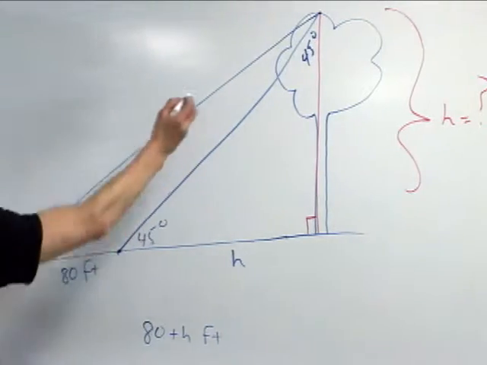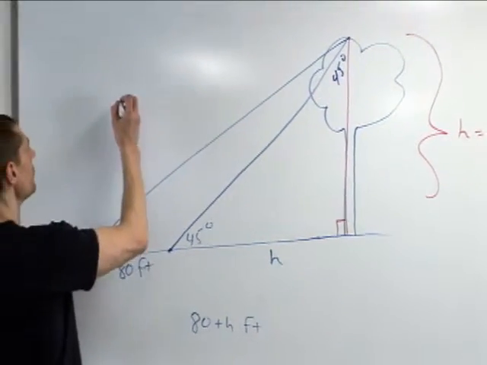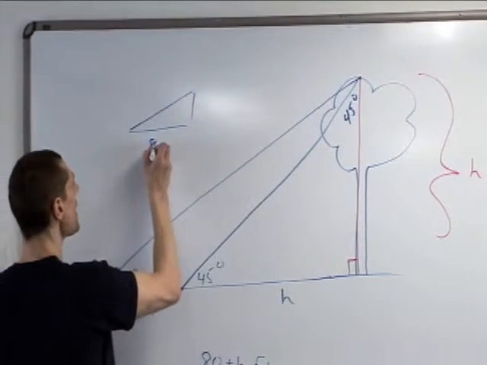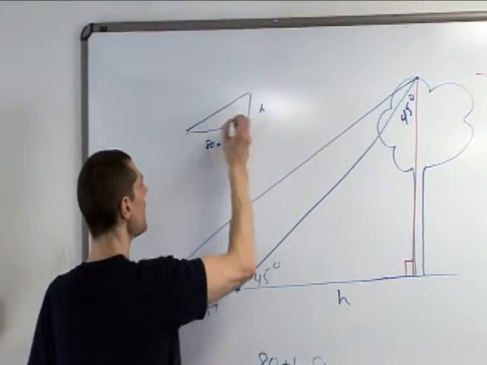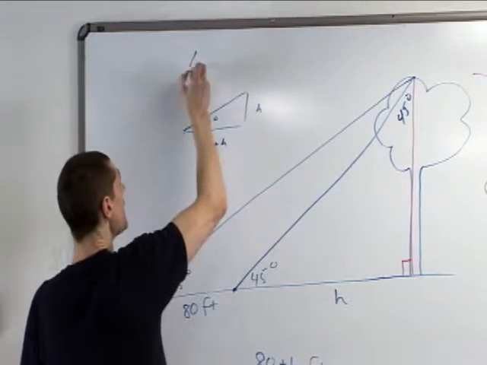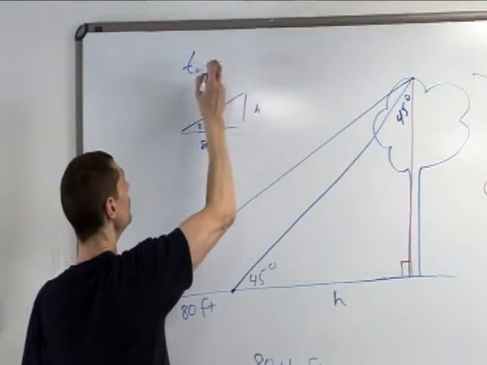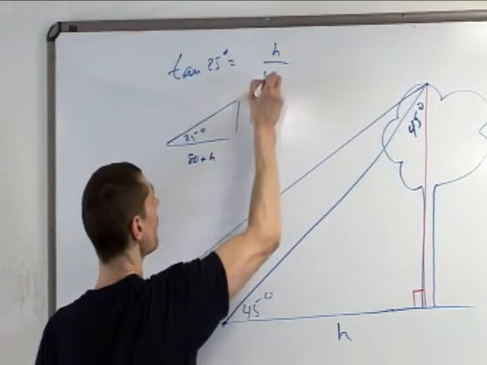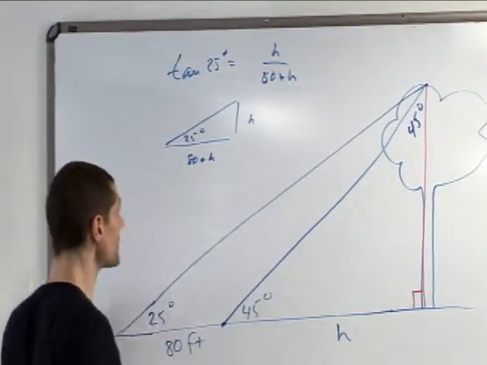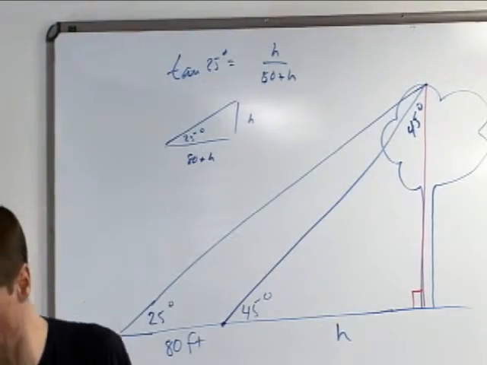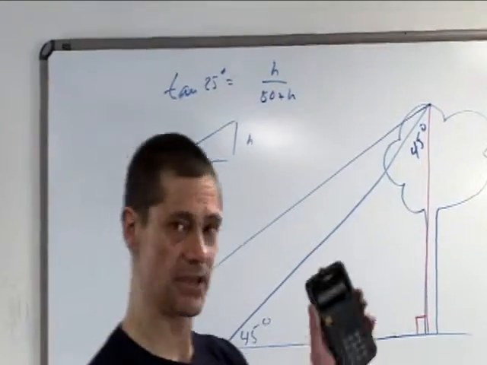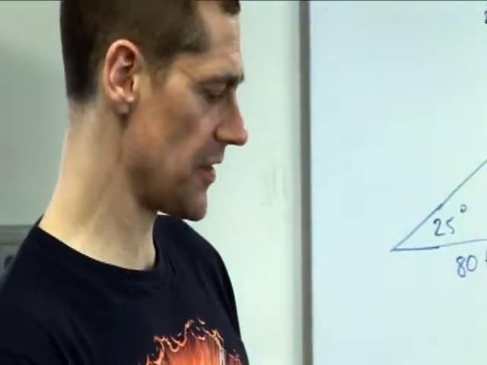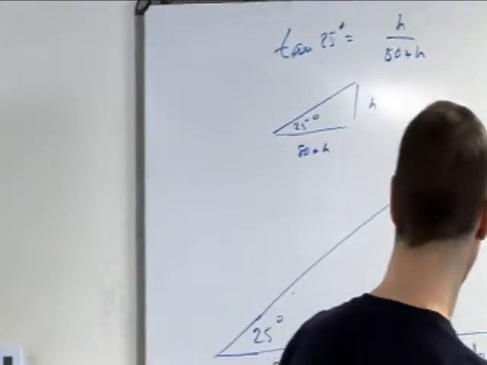I have this bigger triangle right here, and I'll do the fake drawing of it right here. So here's the big triangle. This is 80 plus h. This is h. This is 25 degrees. The tangent of 25 degrees is equal to h over 80 plus h. Yeah, this is going to work out. I can convert this into a number by using my trusty calculator. And okay, tangent of 25 degrees, I notice I'm in degrees, is 0.466.